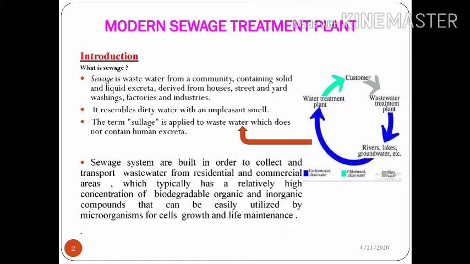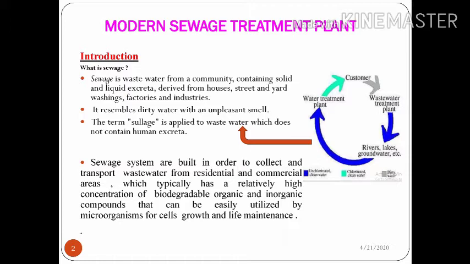Sewage systems are built in order to collect and transport wastewater from residential and commercial areas, which typically has a relatively high concentration of biodegradable organic and inorganic compounds that can be easily utilized by microorganisms for cell growth and life maintenance. The sewage generation depends on a few factors, like habits of the people. If people are using more water, there will be more sewage.